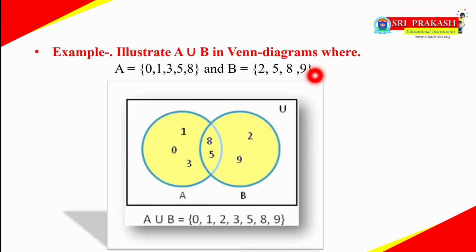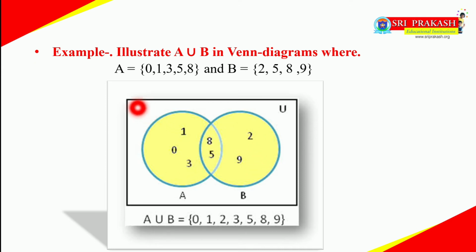Now there is one more example which will clearly explain what A union B is. Let us consider A is equal to {0, 1, 3, 5, 8} and B is equal to {2, 5, 8, 9}. Then see here, this first circle represents set A in which the elements are 0, 1, 3, 5, 8 and the second circle represents set B in which the elements are 2, 5, 8, 9. A union B is obtained by writing 5, 8, which are common, only once, so we get A union B is equal to {0, 1, 2, 3, 5, 8, 9}.